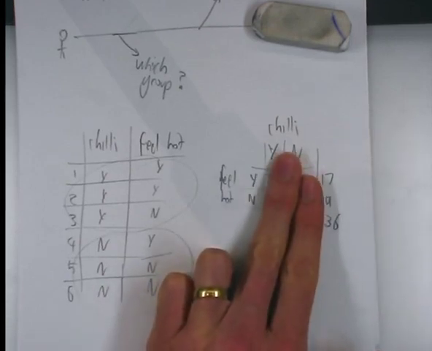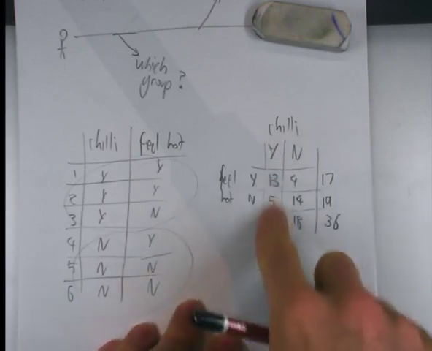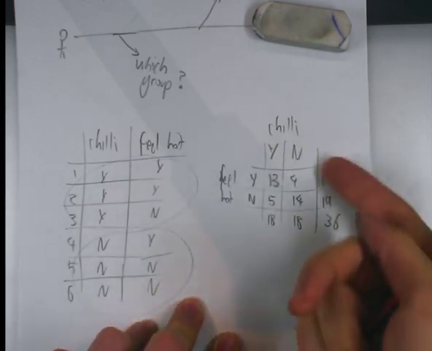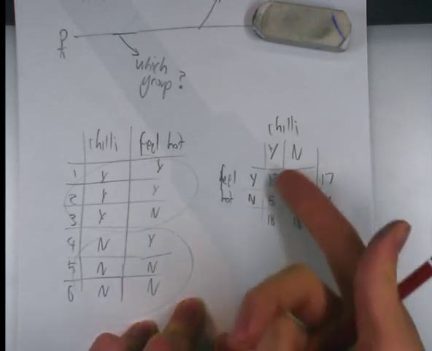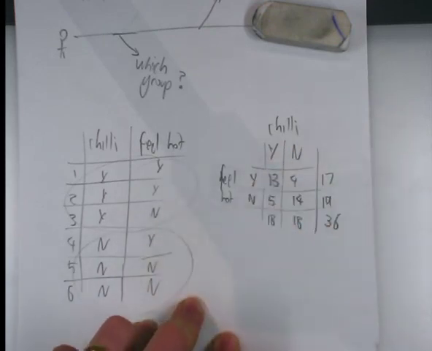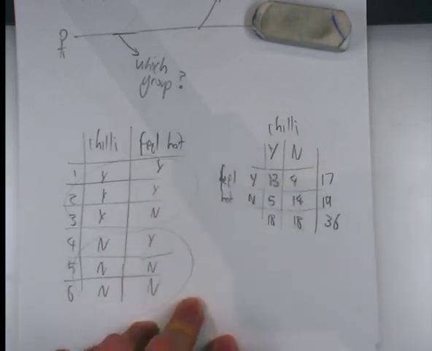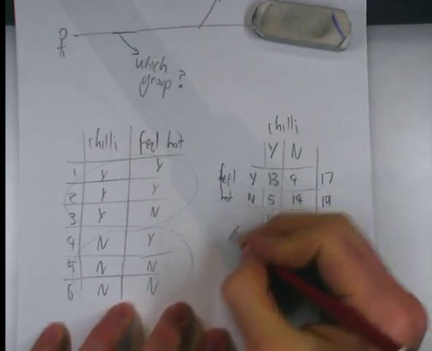If chili didn't make a difference, I'd expect that same fraction to appear here too. So if chili didn't make a difference, I'd expect 17 out of 36, that fraction, to be here. So whatever 17 thirty-sixths of 18 is, that's what I'd expect to be in this spot. And so you figure out this new table of what you would have expected to happen if chili didn't make a difference.